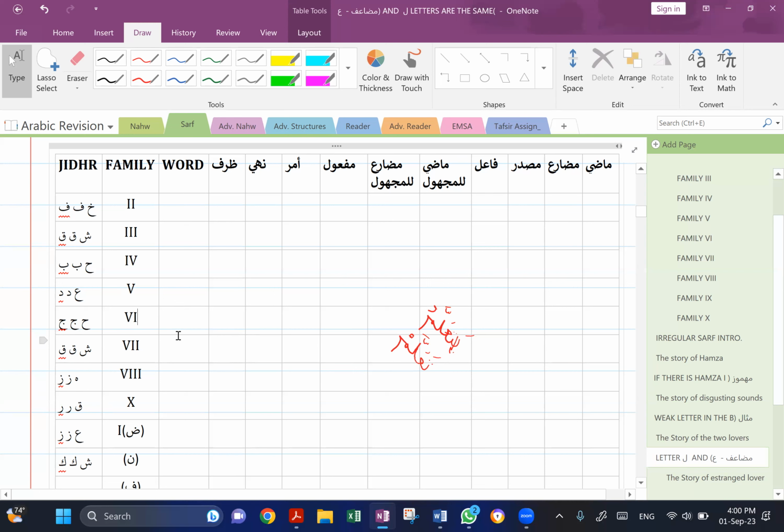Tahajja. Yatahajju. Tahajjun. The masdar will be tahajjun. Yes, that is correct. Tahajjun.